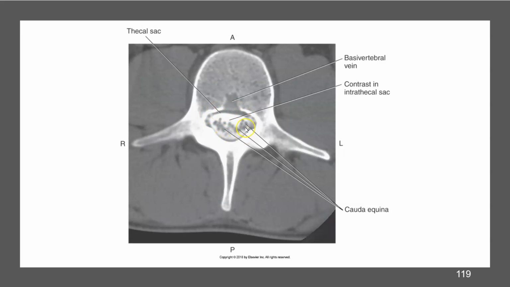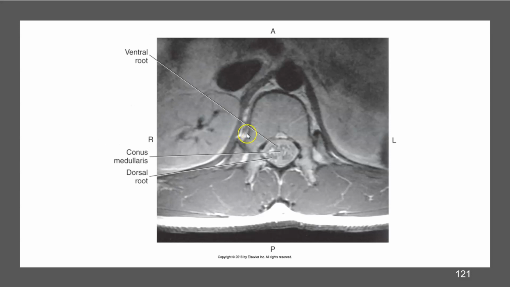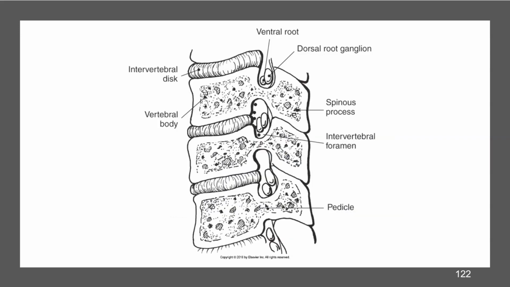Here's your thecal sac, and you have a basivertebral vein right here, and you can see the contrast within the CSF. Here is your ventral root, your dorsal root with your conus medullaris. All right, so you can see your dorsal root and your ventral root, and they join together.